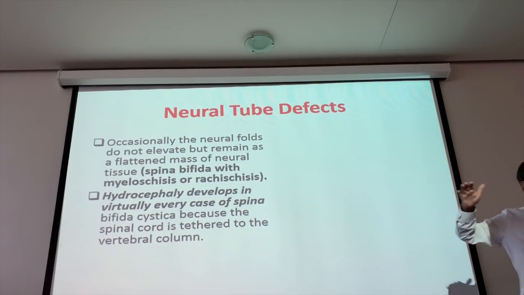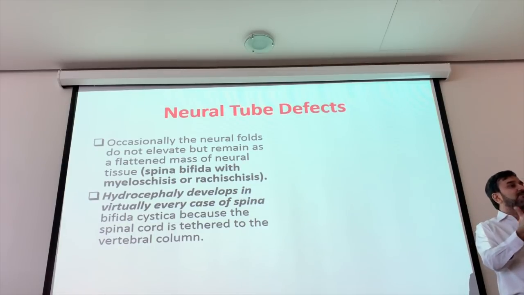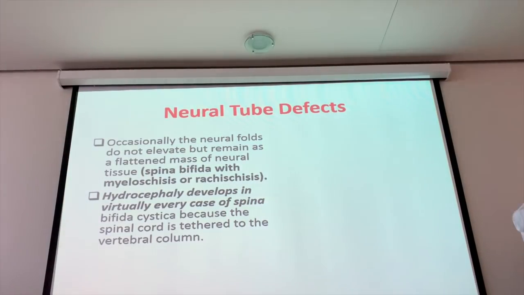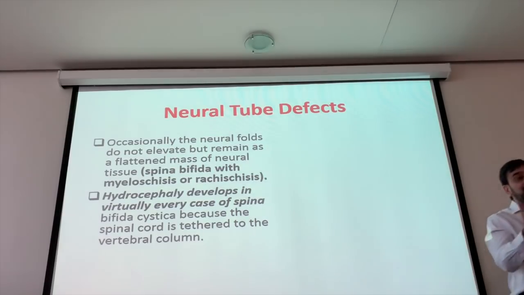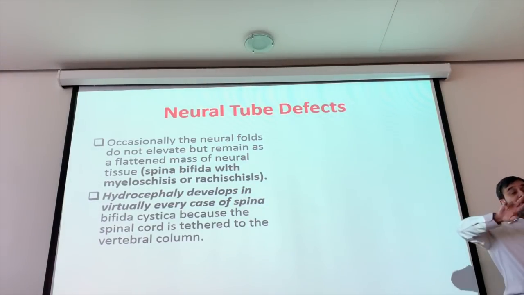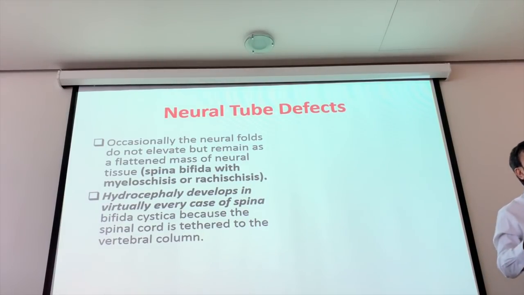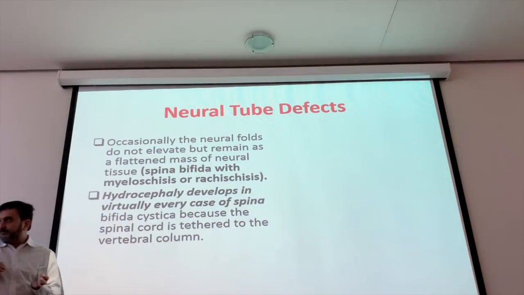So hydrocephalus can happen with the spina bifida cystica because of the tethering of the spinal cord with the vertebral column, and as the vertebral column expands, it pulls the brain down through the foramen magnum, obstructing the openings in the roof of the fourth ventricle, so that the CSF starts to accumulate in the ventricular cavity, giving rise to the hydrocephalus. This condition where you have spina bifida cystica and hydrocephalus is called the Arnold-Chiari malformation.